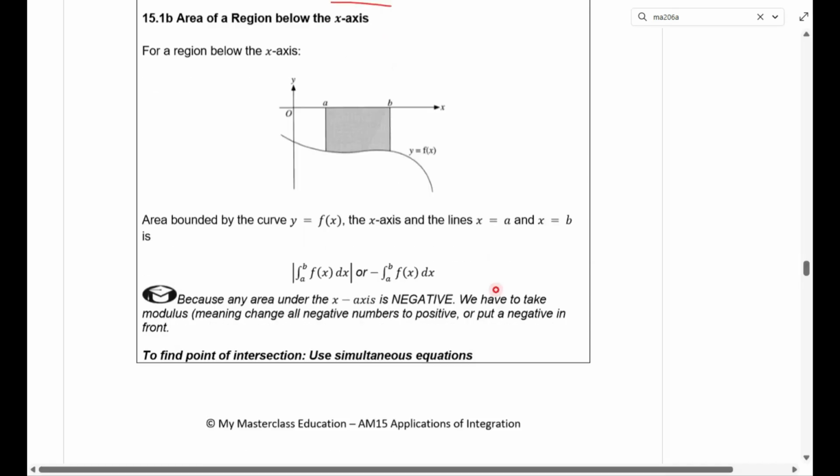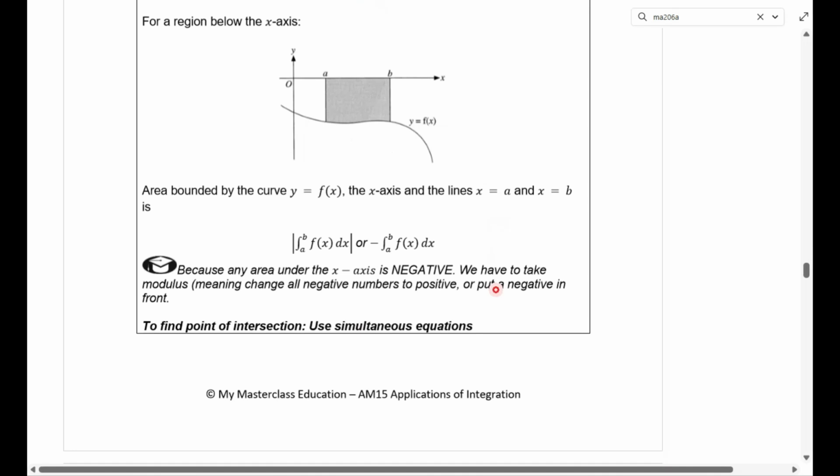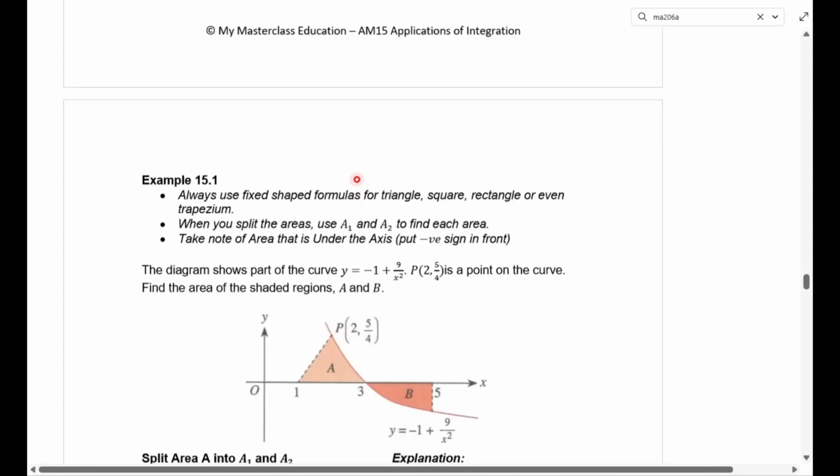And finally, if the question asks you to find points of intersection, we'll be using simultaneous equations. Now let's move on to some examples.